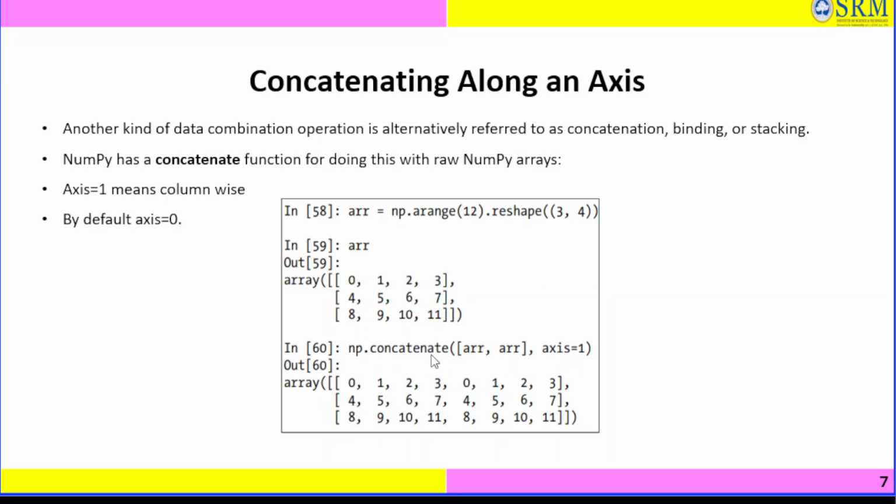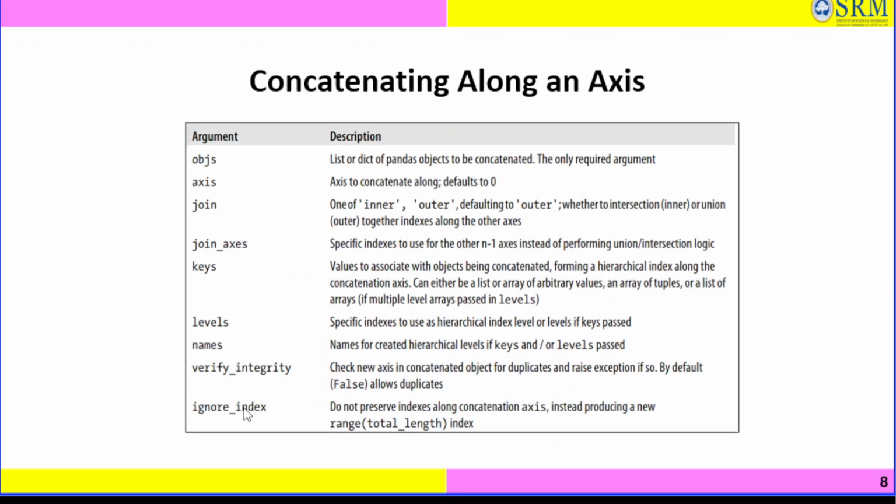When you use the concatenate function, ARR comma ARR, we are concatenating the array with the same array, and axis equal to 1 means I am concatenating the array with the same array column wise. So the same value is concatenated, and again the same value is concatenated column wise. If you want to do row wise, you should not pass this value. By default axis is equal to 0, so row wise concatenation will happen. These are all the arguments we can use when concatenating.